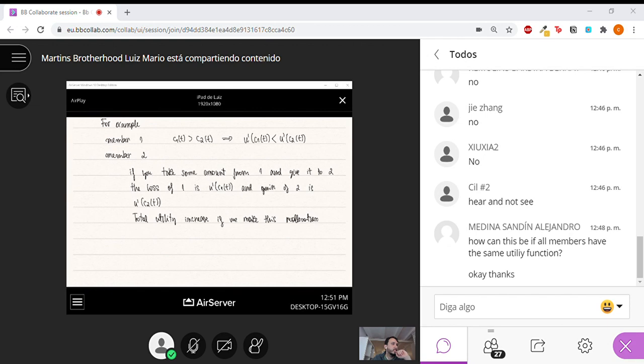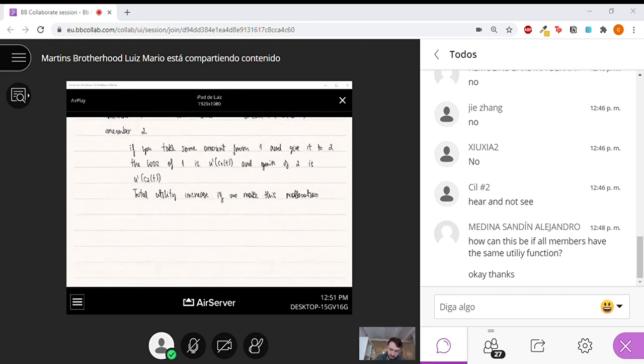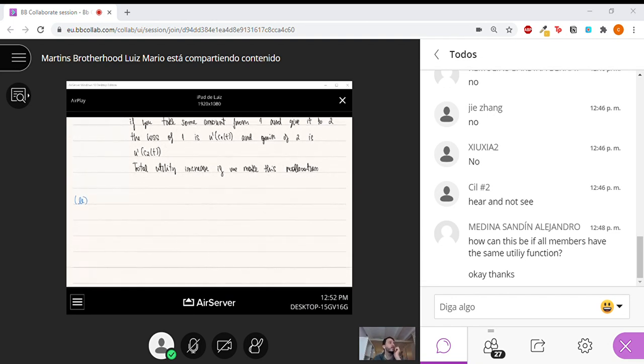Okay, so now let's go to B. Remember that at any time you can ask me a question if you want. So let's go to B. Rewrite the problem without using the variable big Ct. Use the previous result and write the problem without using the variable big Ct. Use only per capita consumption instead.